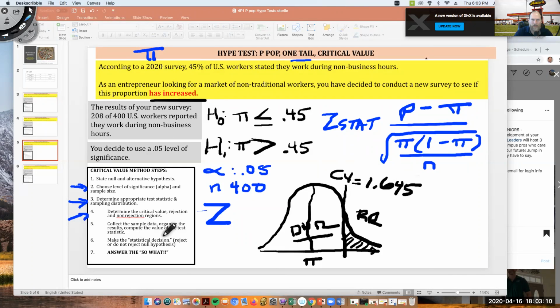Compute the value of the test statistic. I already know how to compute that. I have all the stuff I need. And because we're doing the same problem multiple times, I know that that's 2.814.